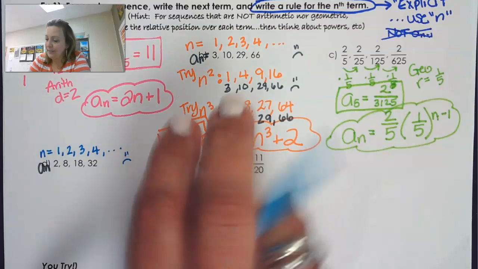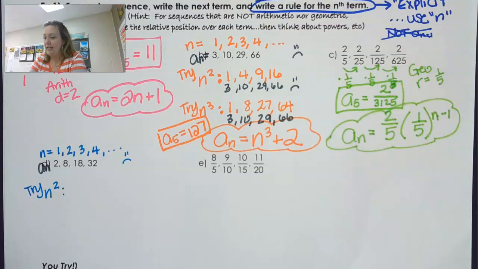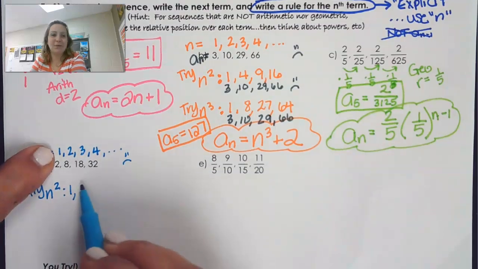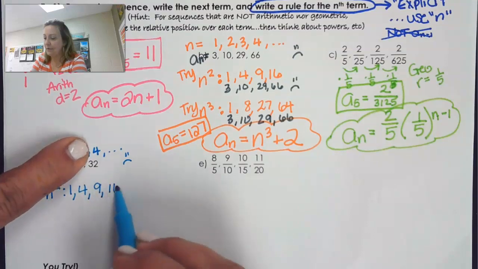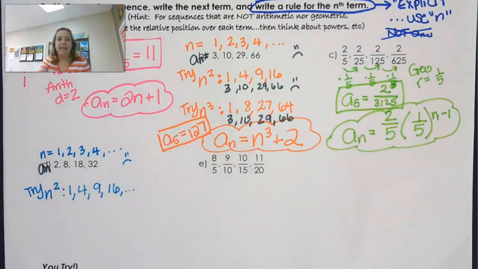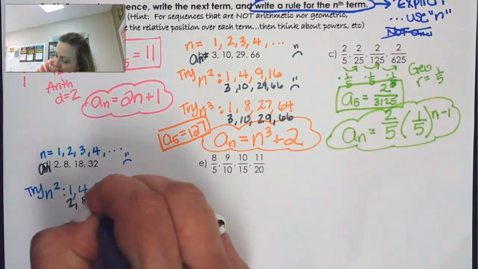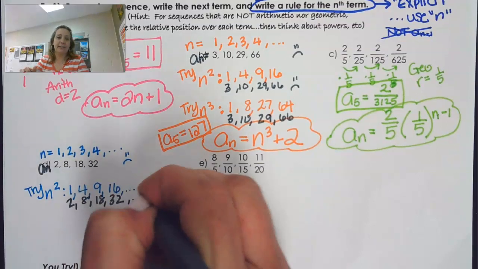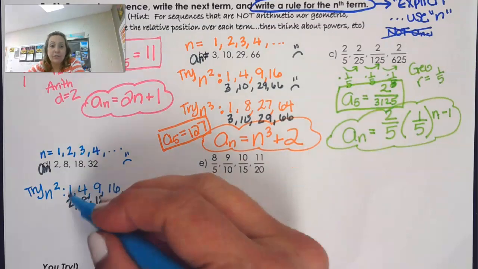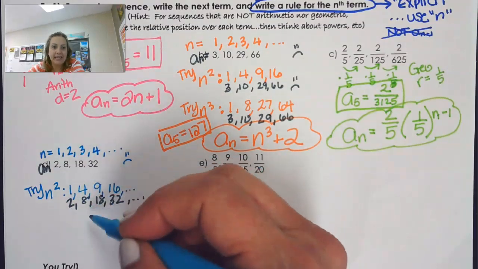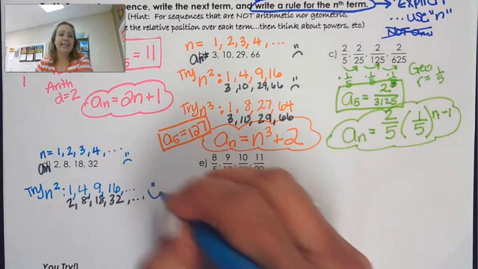So again, just like we did over here, let's maybe try squares. Let's try n squared. 1 squared is 1, 2 squared is 4, 3 squared is 9, 4 squared is 16. And again, you don't have to write them underneath. I'm just being dramatic here, but these are the values of the sequence that we're dealing with. Is there something we can do to get from 1 to 2 that's the same as 4 to 8, 9 to 18, 16 to 32? Hopefully you guys see that yes.